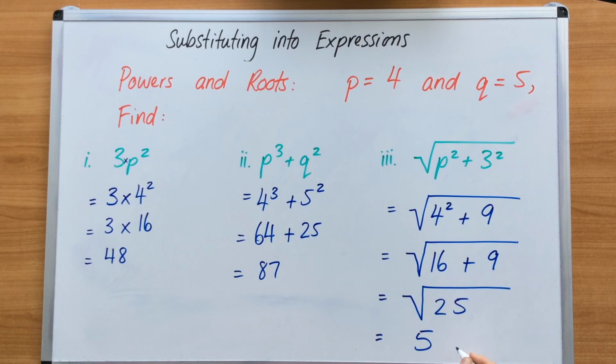Now remember, to find the square root of 25, it's a number that multiplies by itself to get this answer. So we know that 5 times 5 equals 25. It's also written as 5 to the power of 2. So we know that the powers and the square root numbers have a relationship. So this here, number 5, is your answer.